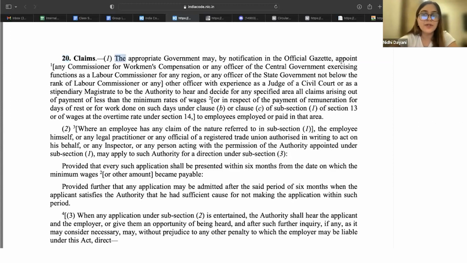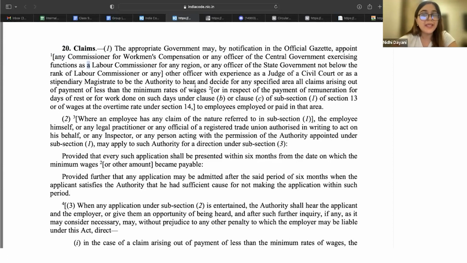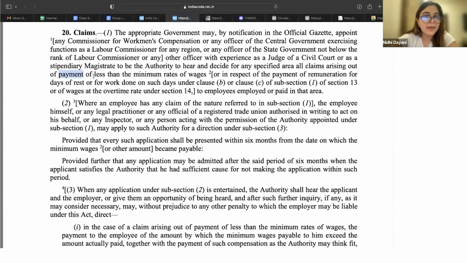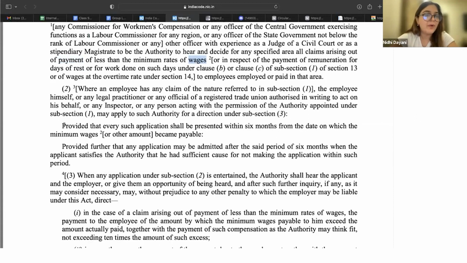The appropriate government is going to appoint a commissioner. This could be the labor commissioner, a regional labor commissioner. This person will be hearing my claims arising out of this act. Now, when an employee has any claim in the nature referred to in subsection 1, meaning payment of less than minimum rates of wages, then the employee himself or any legal practitioner authorized in writing to act on his behalf, or an inspector, or any other person acting with the permission of the authority can apply.